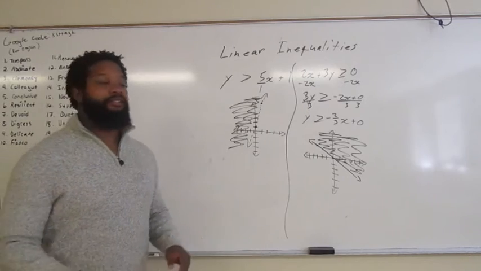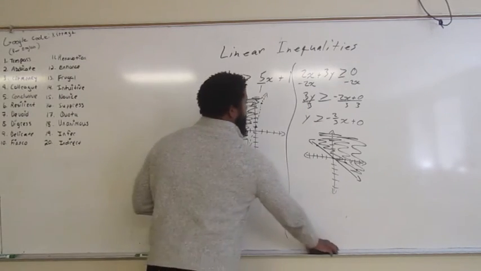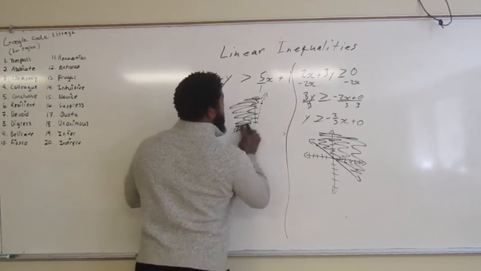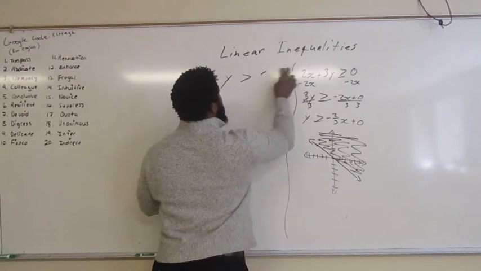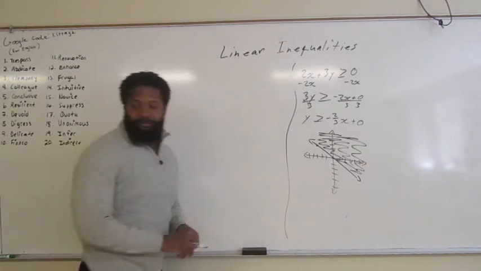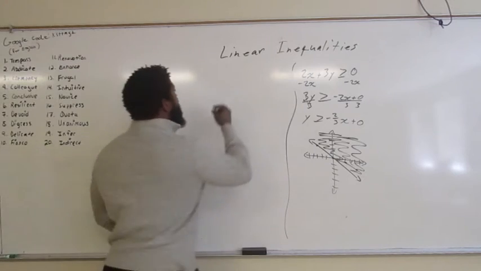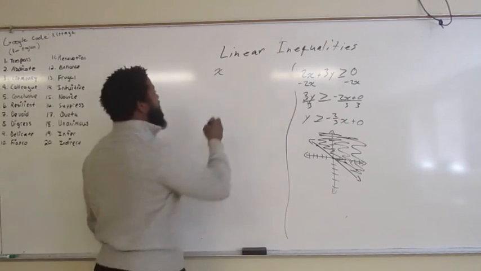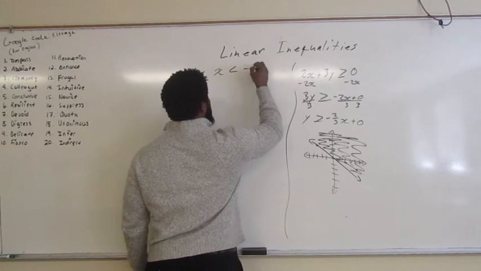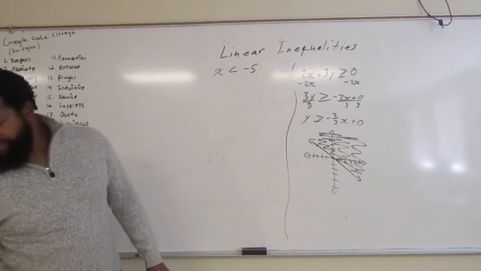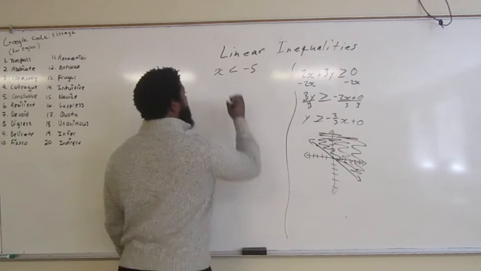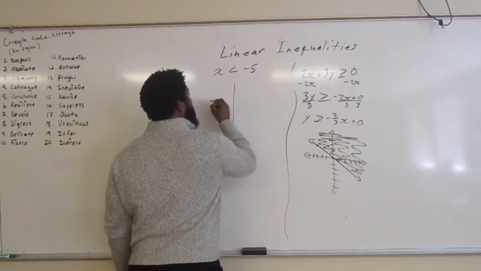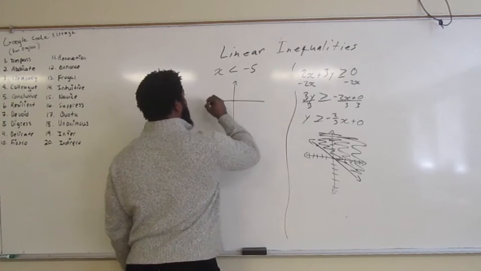Number 6. Be careful with number 6, because remember what I said. I'm going to do 2 parts. Look at this. You have x is less than negative 5, right? X is less than negative 5. You should be able to just look at this.